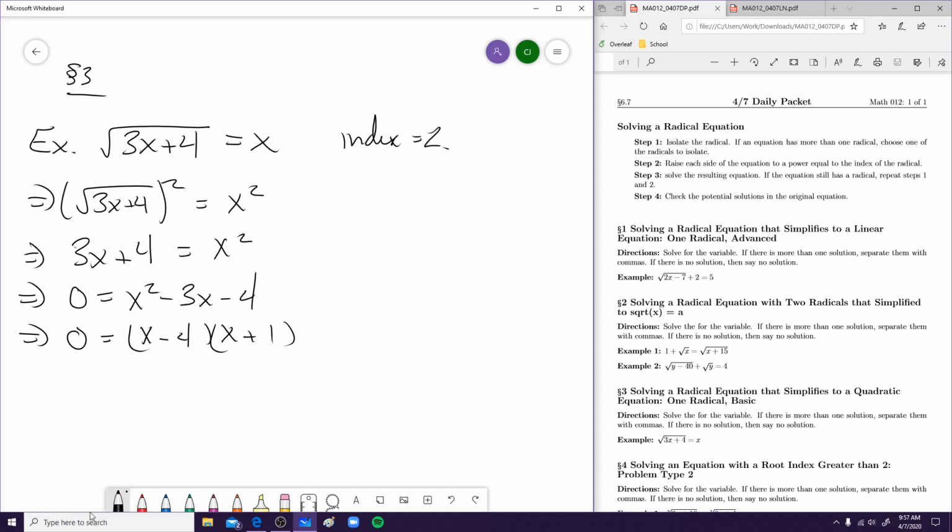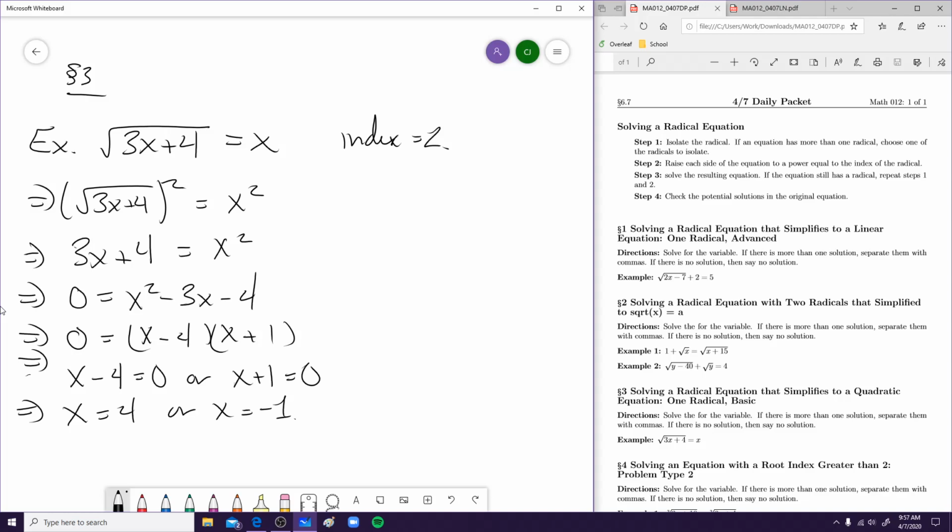So now we can use the zero product property, and the zero product property states, if we have AB equals 0, then we know that x minus 4 is equal to 0, or x plus 1 equals 0. Or more generally, if AB equals 0, then A equals 0, or B equals 0. And you could call this A and call this B. Right? So now we're going to solve. So this is x equals 4, or x is equal to -1.